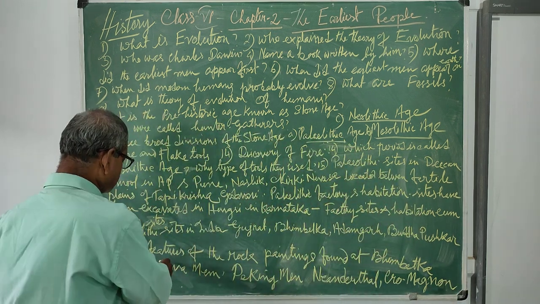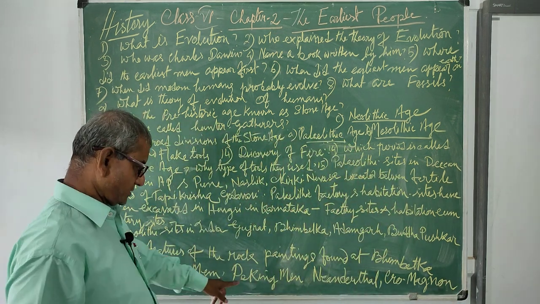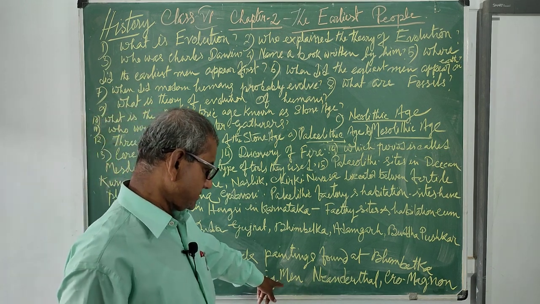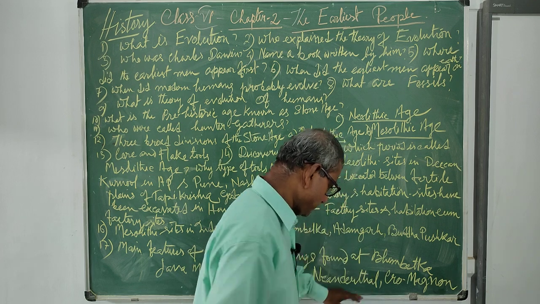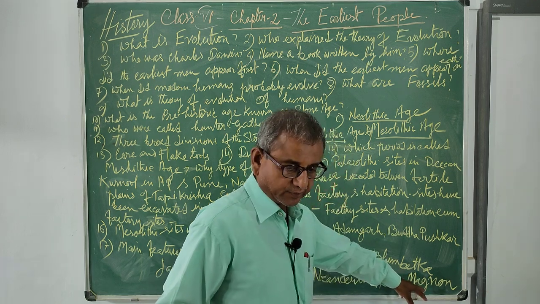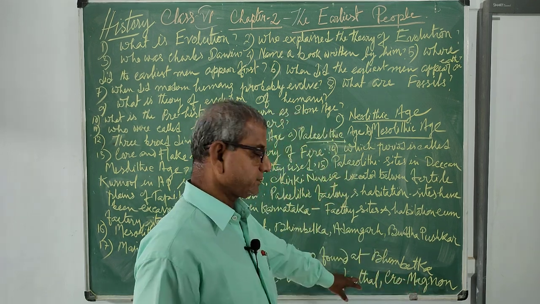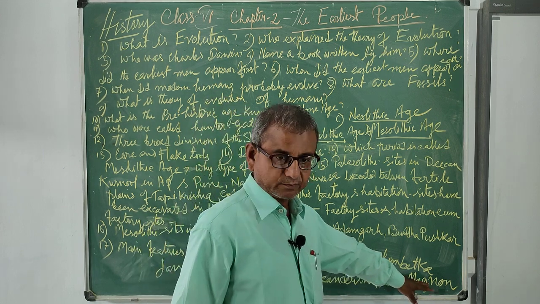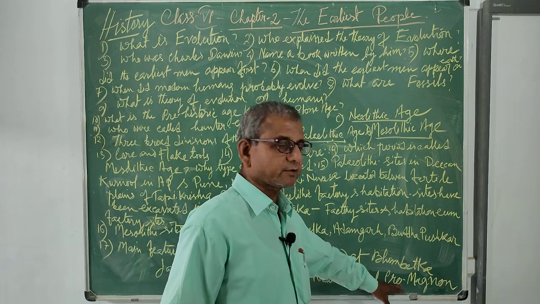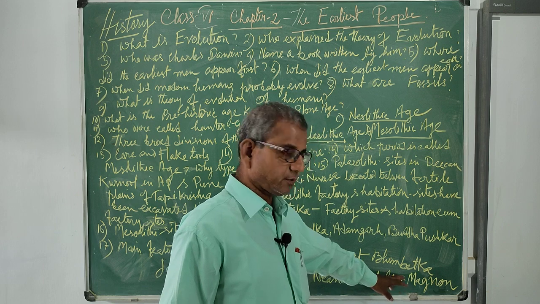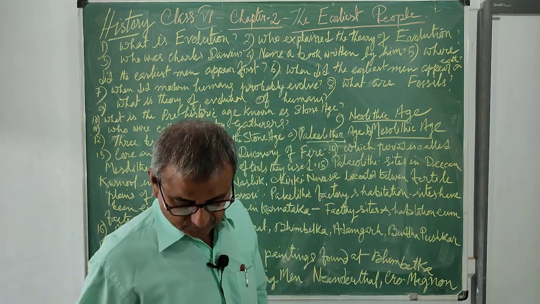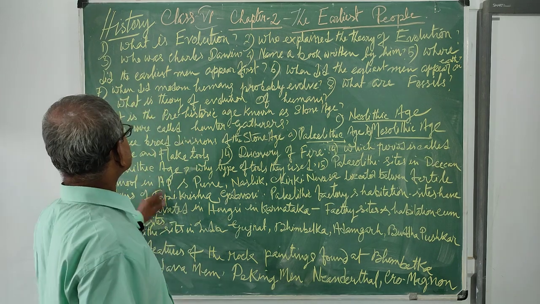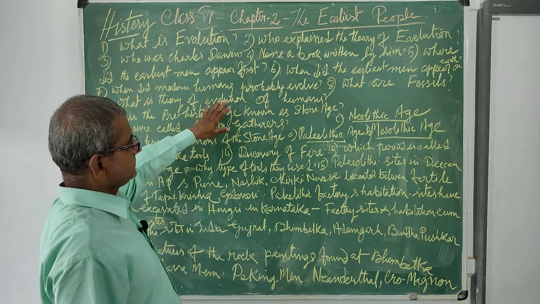Java man in Southeast Asia, Peking man in China, Neanderthal man in Germany, Cro-Magnon man in France. And they are called the modern man. They are called Homo sapiens sapiens, Cro-Magnon man. So, these are the theory of evolution.